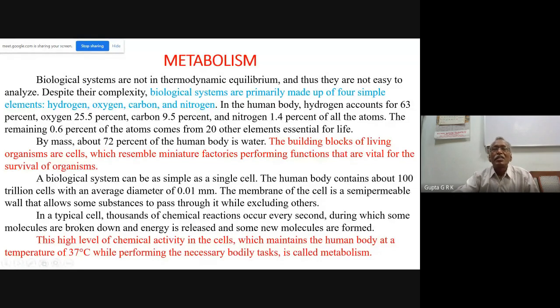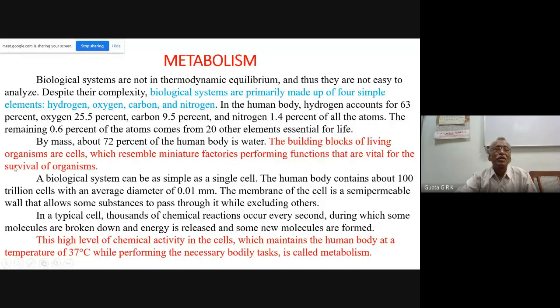Okay, so biological systems are primarily made of 4 simple elements: hydrogen, oxygen, carbon, and nitrogen. In the human body, hydrogen accounts for 63%, oxygen 25.5%, carbon 9.5%, and nitrogen 1.4% of all the atoms. The remaining 0.6% of the atoms comes from 20 other elements essential for life. And by mass, 72% of the human body is water.